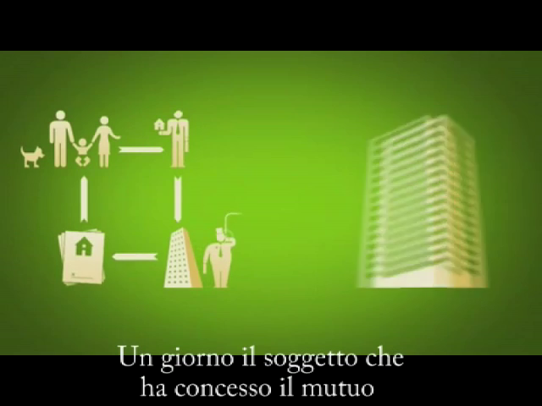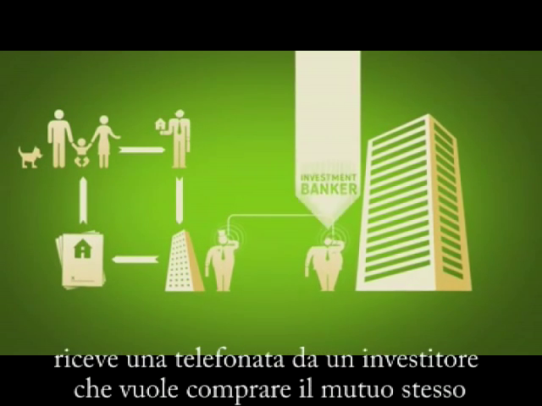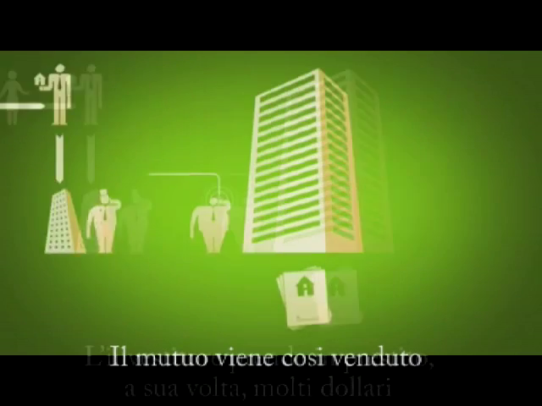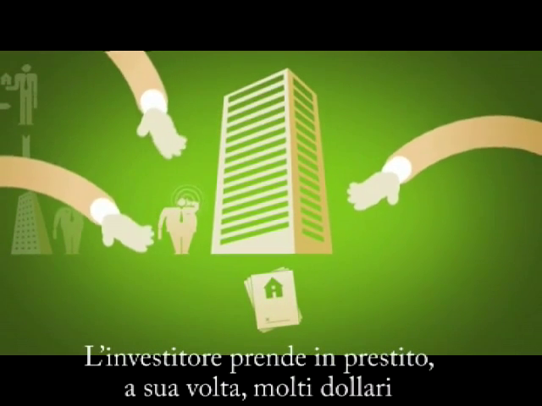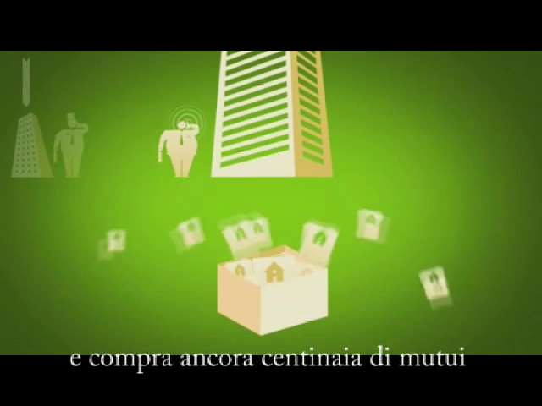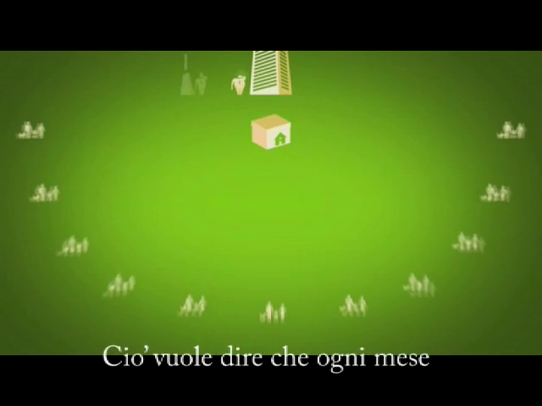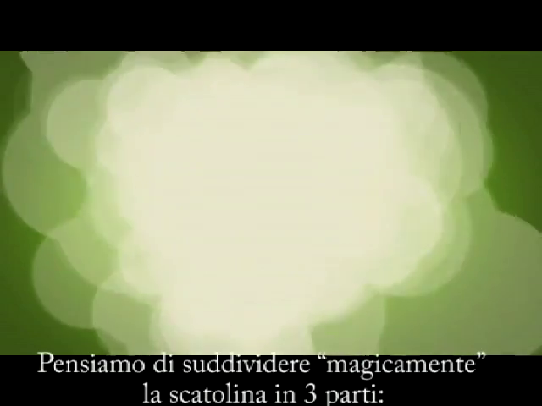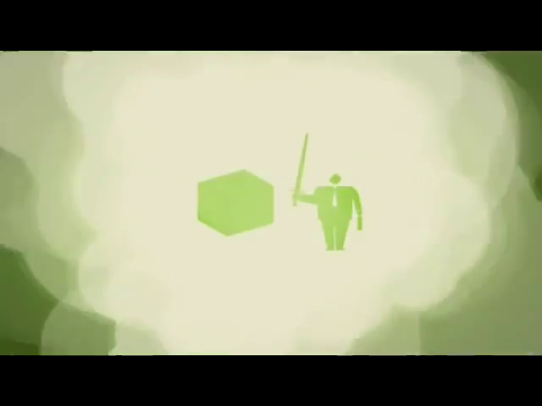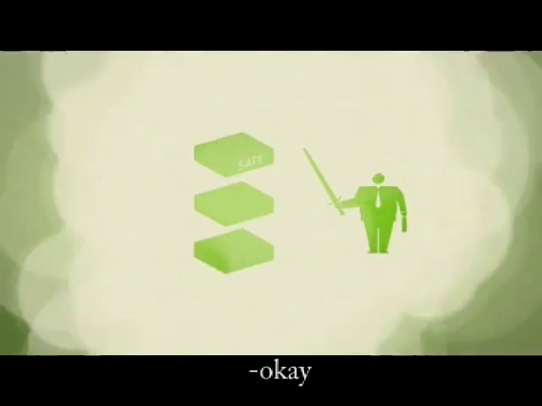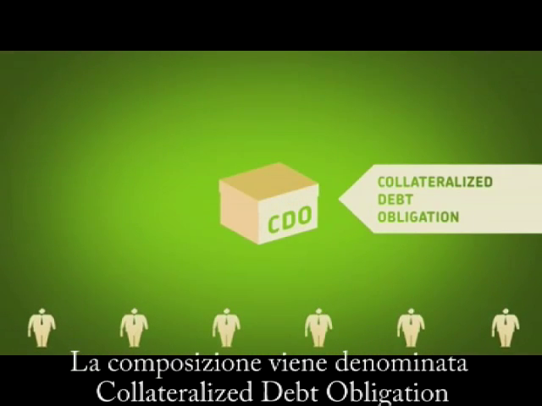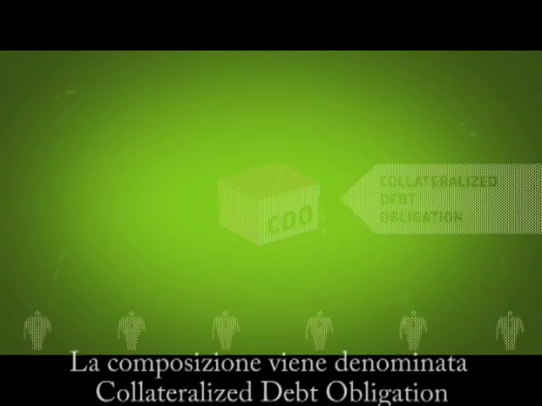Everything works out nicely. One day, the lender gets a call from an investment banker who wants to buy the mortgage. The lender sells it to him for a very nice fee. The investment banker then borrows millions of dollars and buys thousands more mortgages and puts them into a nice little box. This means that every month he gets the payments from the homeowners of all the mortgages in the box. Then he sics his banker wizards on it to work their financial magic, which is basically cutting it into 3 slices: safe, okay, and risky. They pack the slices back up in the box and call it a collateralized debt obligation, or CDO.